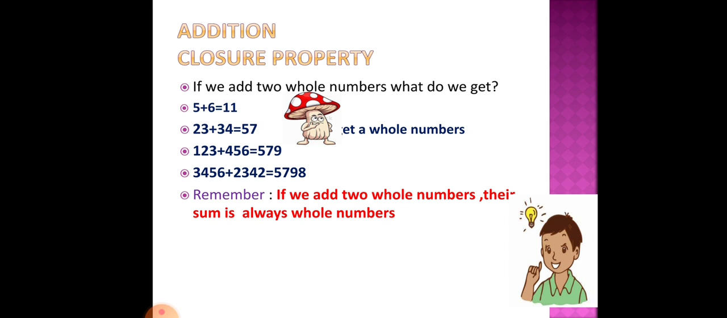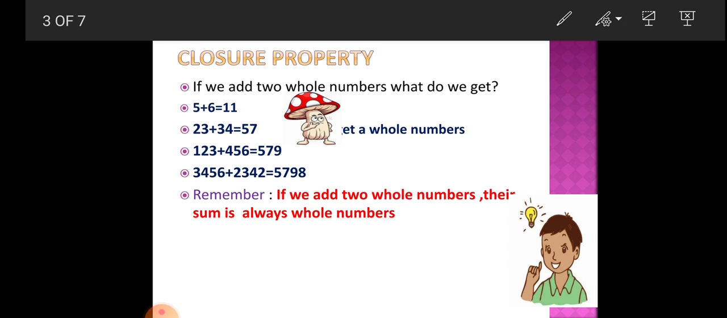Again, if we add two whole numbers, their sum is always a whole number. Suppose A and B are whole numbers, then A plus B equal to C is also a whole number.